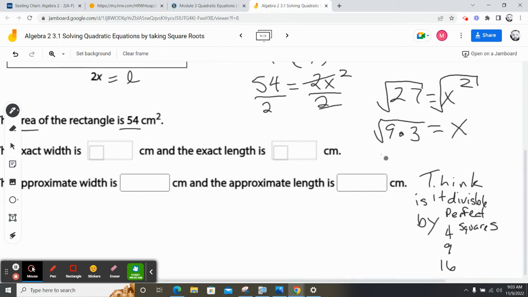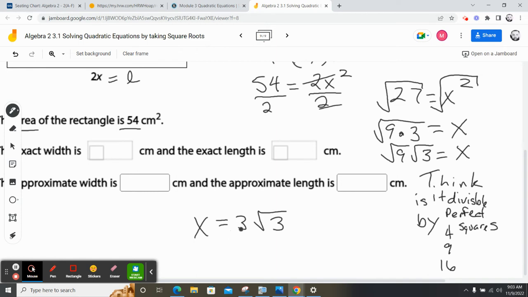Okay. So then, by the properties of radicals or square roots, I can separate it like this. And so then what's the square root of 9? 3. So we get x is equal to 3 root 3.